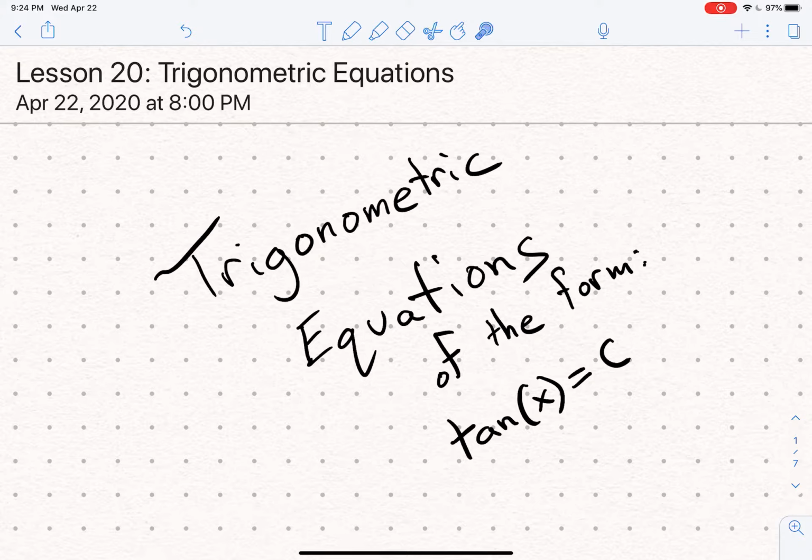And we're going to start by looking at equations like this. Tangent of x equals some number c. When we have an equation like this, how do we find the correct angle x to solve that equation? And in particular, if there's more than one answer, then how do we make sure that we've found all the answers? So that's the idea. Let's start with tangent x.